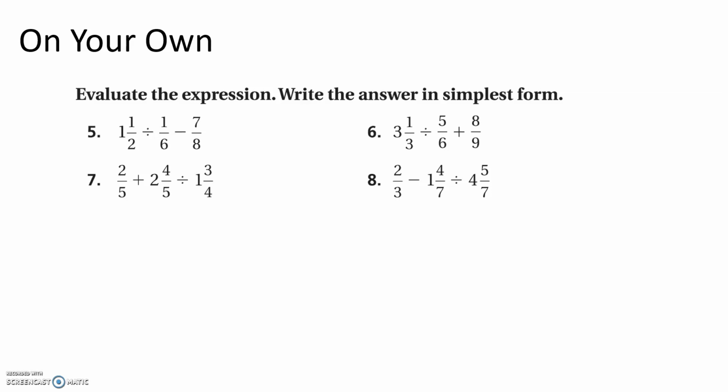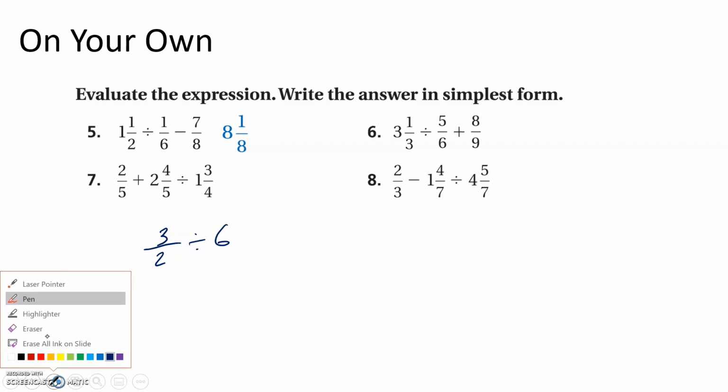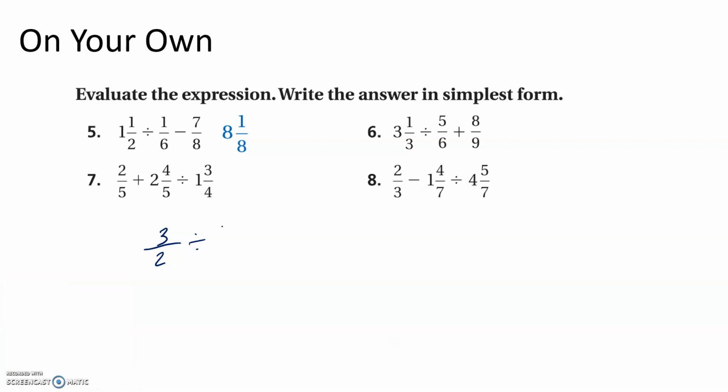First, I'm going to convert everything into improper fractions. So let me give you the answer. I got 8 and 1/8. So I got 3 halves divided by 1/6. I guess I could do that, but I don't want to skip a step. Divided by 1/6 minus 7/8.